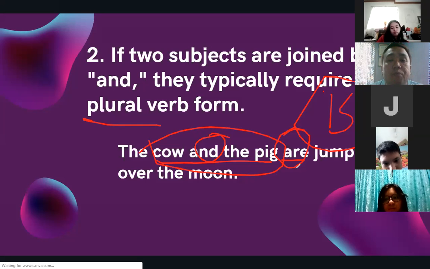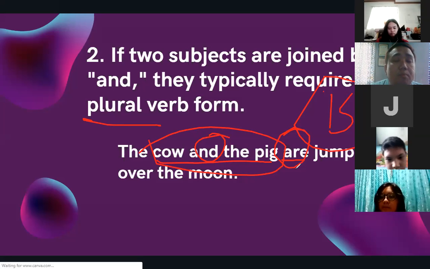Because sometimes we use the conjunction "and" to point to one specific person. Because your mother is also your best friend. So it means you're only talking about one person. That's why you take the singular form of the verb. Another example, "my brother and enemy." It means your brother is also your enemy. So how many people are we talking about? Just one. That's why we take a singular verb.